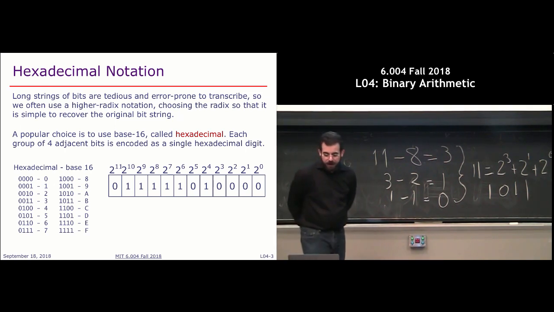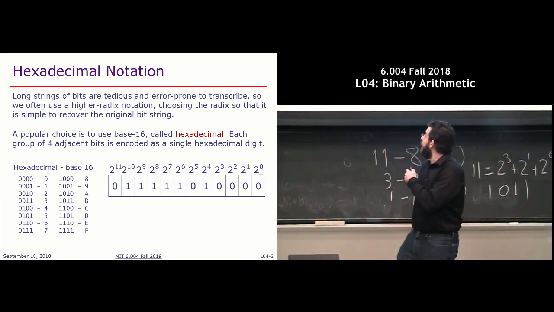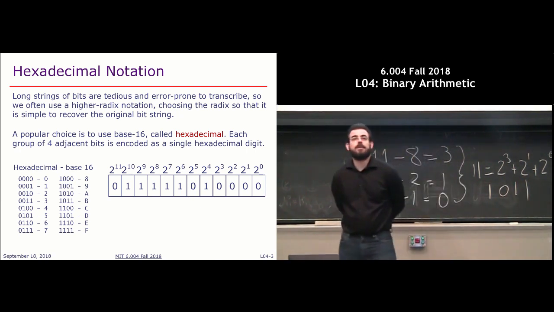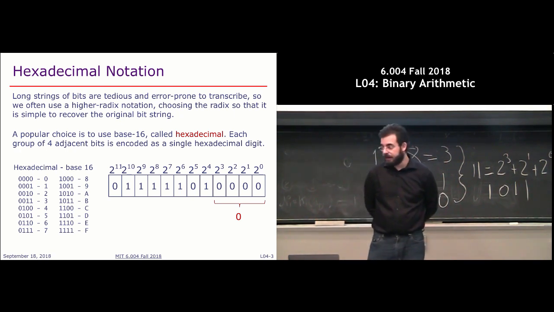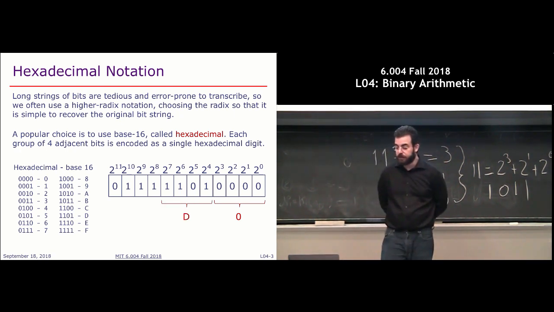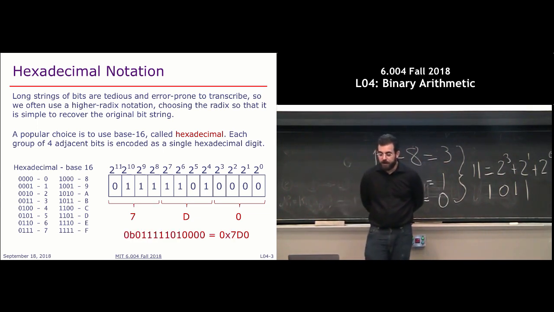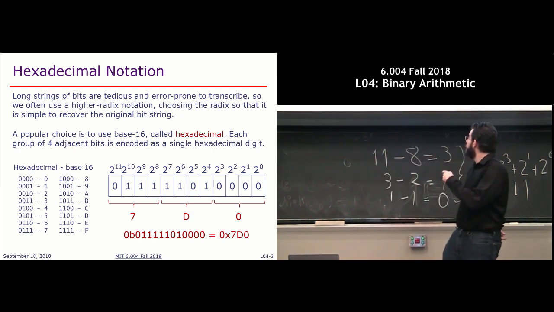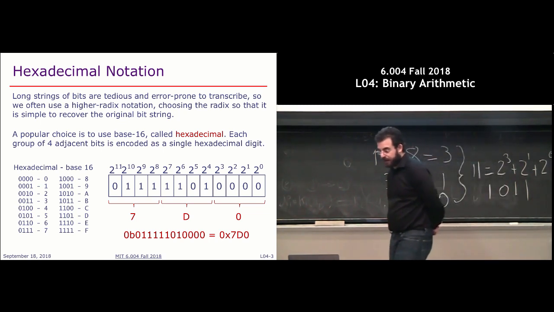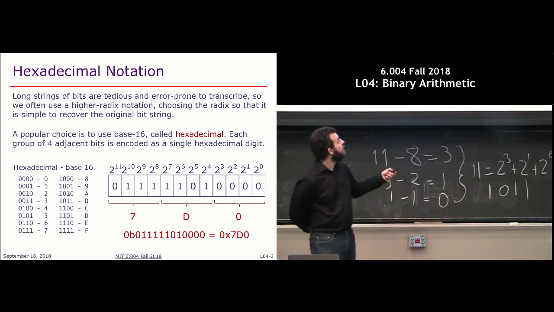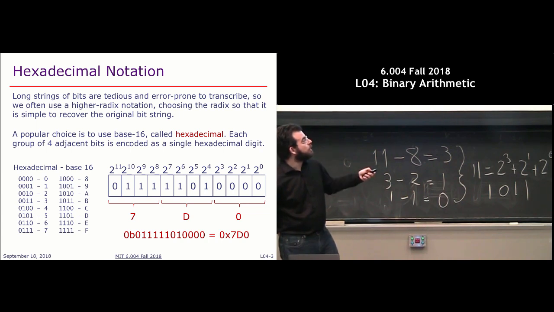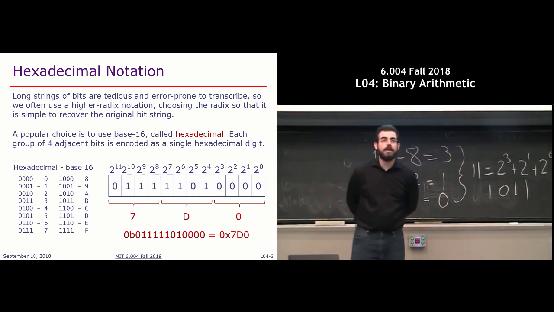OK, and so given this, this number that we had before, well, it's a 12-bit number, so that's 3 4-bit groups. And so we can take each group of 4 bits, starting from the smallest place, and translate it, again, using this table. So this would be 0D7. And so this 12-bit string, we can write as a 3-digit number. And we encode the base by saying 0x. Sometimes you'll see 0h to denote that it is hex.